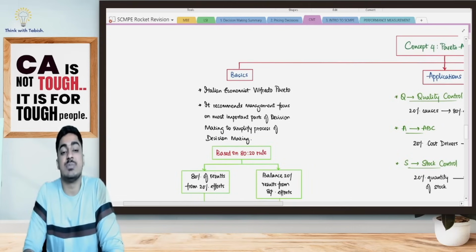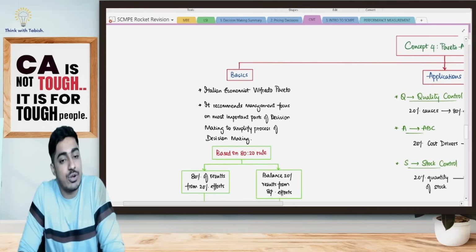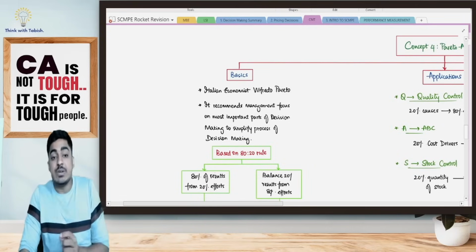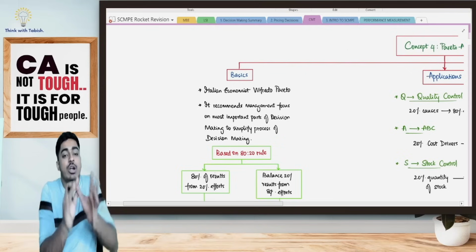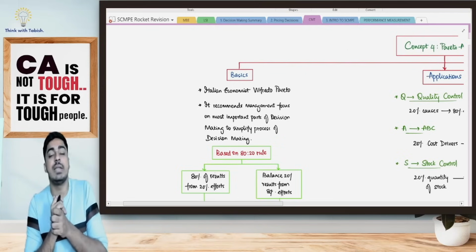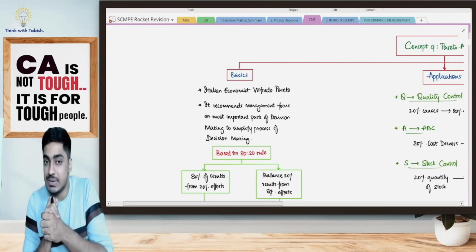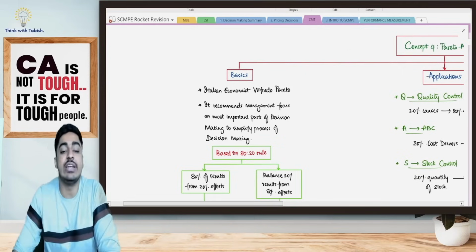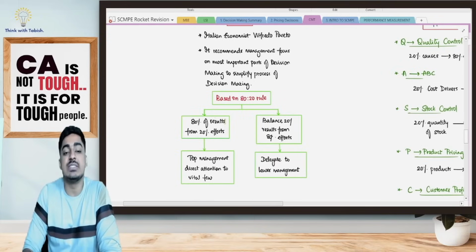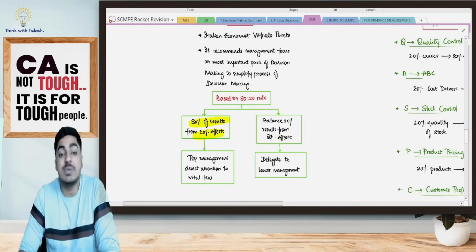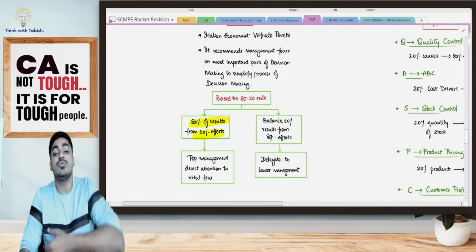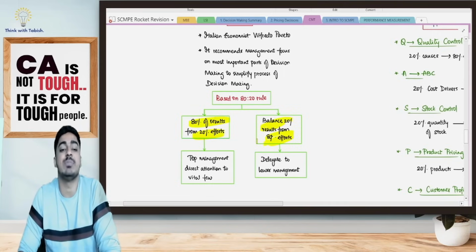Next, we have concept 4, which is Pareto analysis. It was popularized by the Italian economist Vilfredo Pareto. He is telling that management should focus on the most important part of decision making so that the complete process of decision making becomes very simple. It is based on the 80-20 rule, which tells that 80% of results I'll be getting from 20% of efforts, whereas the balance 20% of results I'll be getting from 80% of efforts.